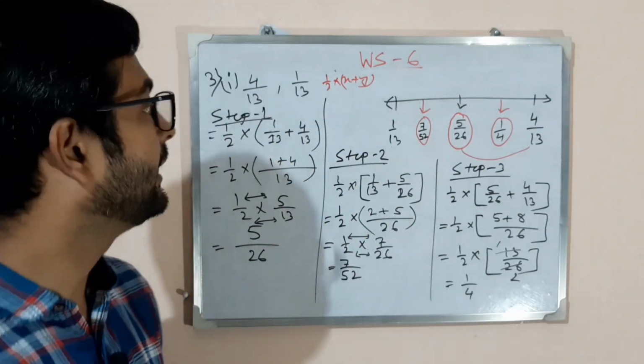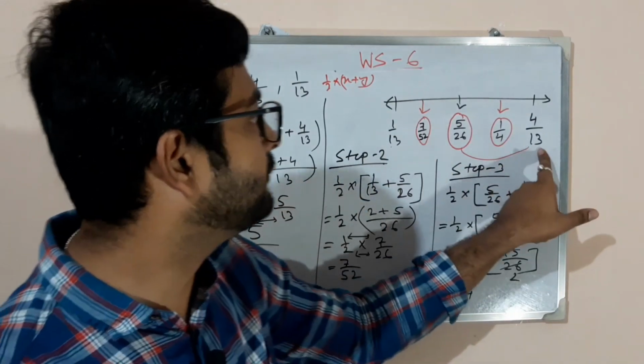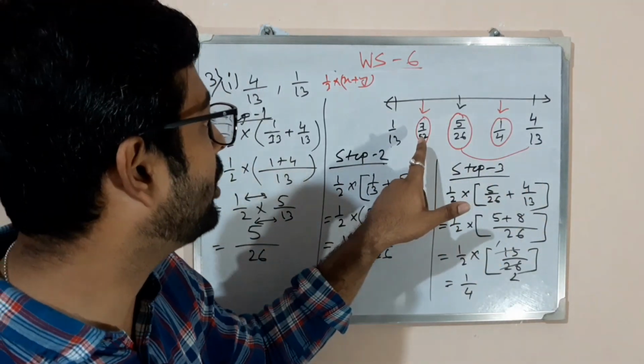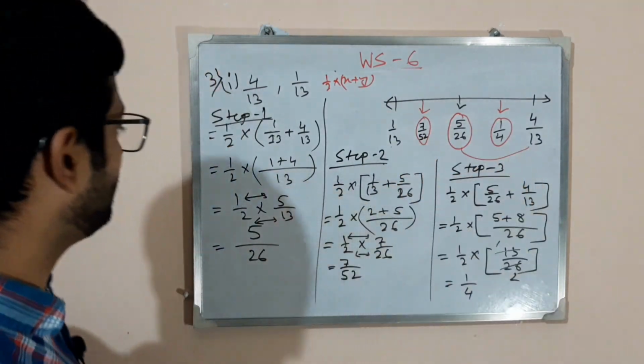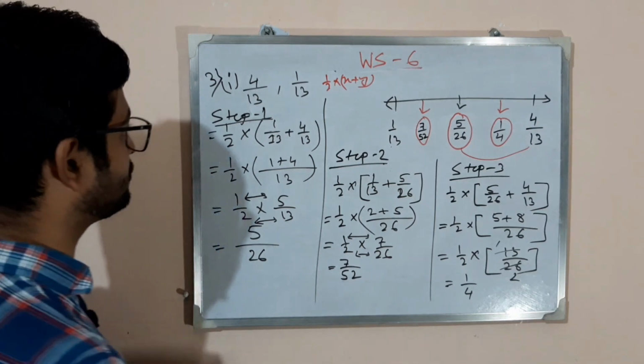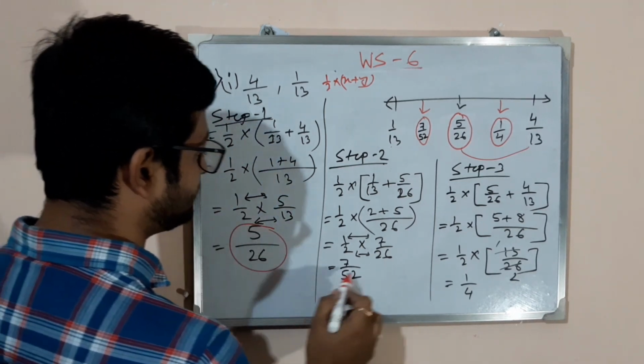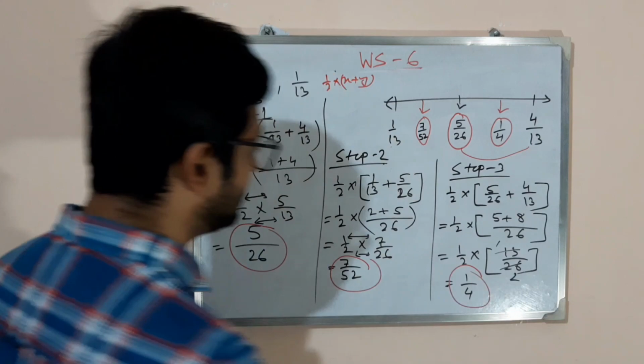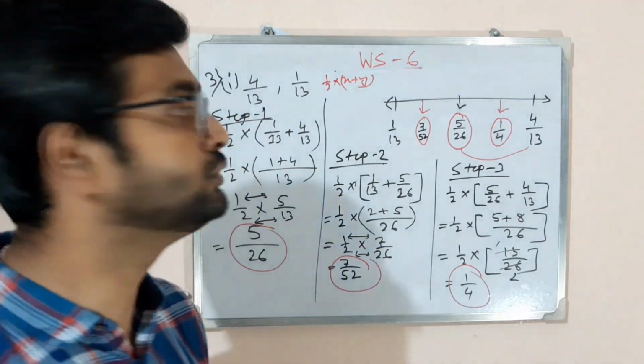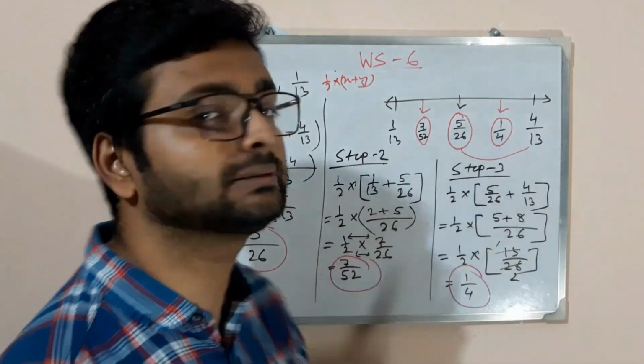Now you can see in between 1 by 13 and 4 by 13, how many rational numbers you have got? 1, 2, 3. So our answer is this. After that you will write the answer, this one and this one. These are the rational numbers which lie between these two rational numbers.